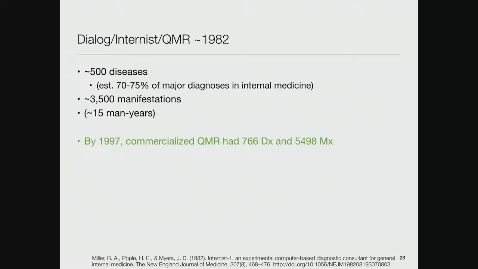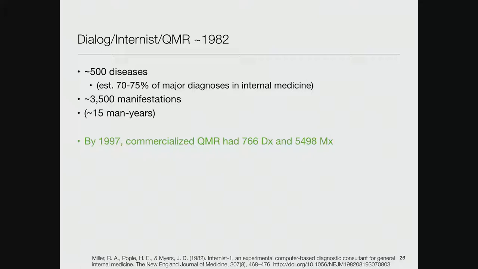So there was a program developed originally in the early 1970s called Dialogue, and then they got sued because somebody owned that name, and then they called it Internist, and they got sued because somebody owned that name, and then they called it QMR, which stands for Quick Medical Reference, and nobody owned that name. Okay. So around 1982, this program had about 500 diseases, which they estimated represented about 70 to 75% of major diagnoses in internal medicine, about 3,500 manifestations, and it took about 15 man years of manual effort to sit there and read medical textbooks and journal articles and look at records of patients in their hospital.